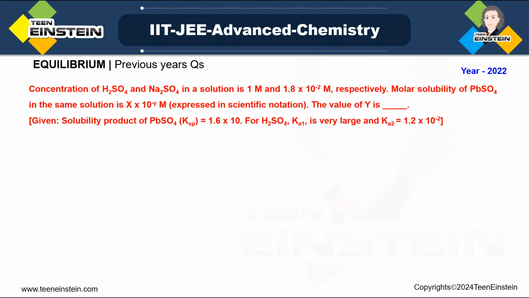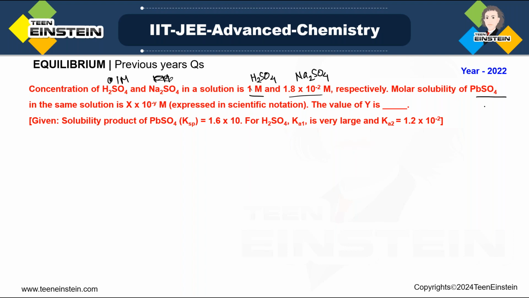Concentration of H2SO4 and Na2SO4. So H2SO4 is sulfuric acid, and here we also have sodium sulfate. So we have a mixture of these two in a solution. The concentration of H2SO4 is 1 molar, and Na2SO4 is, sorry, it is not 1 molar, it is 1.8 into 10 to the power minus 2 respectively. So this is for the H2SO4 concentration, this is for the Na2SO4 concentration respectively.